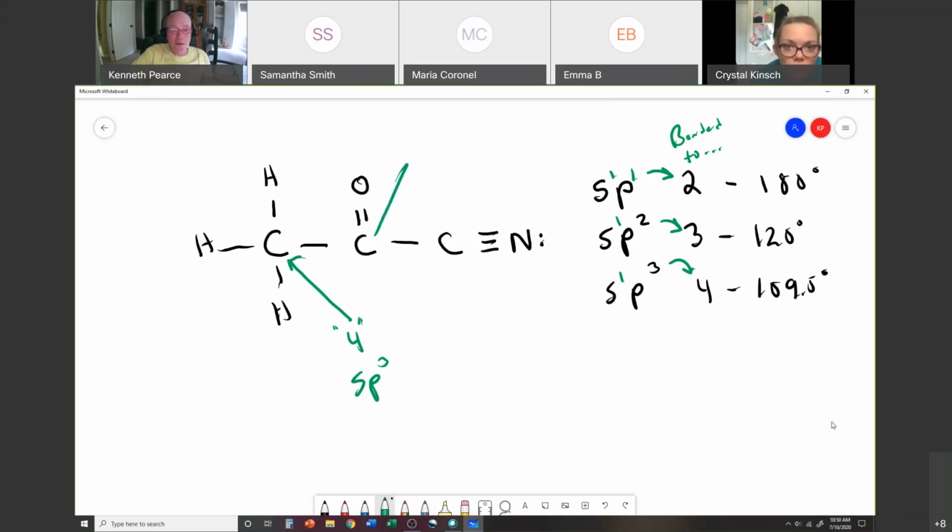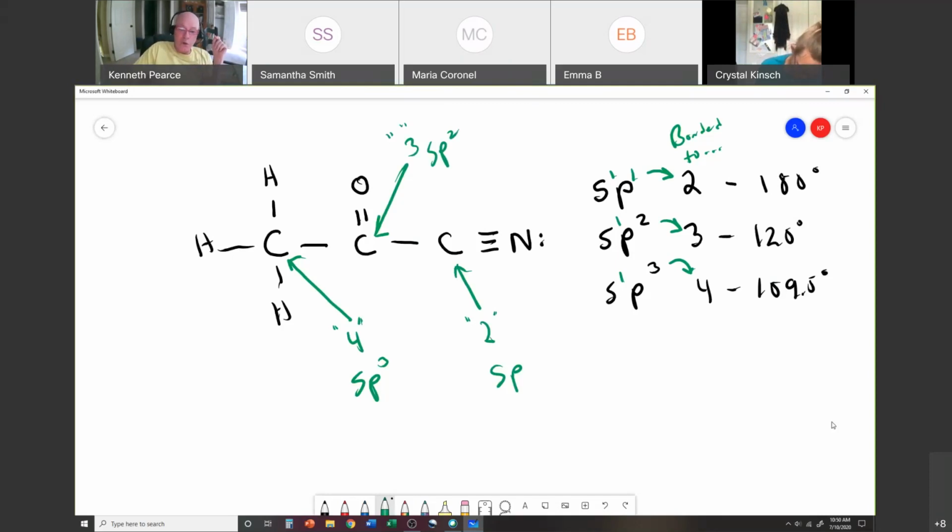This carbon right here has 3 things bonded. What does that make that? SP2. This carbon right here has 2 things bonded. What does that make that? SP. Life is great. It doesn't get no simpler than this, okay?